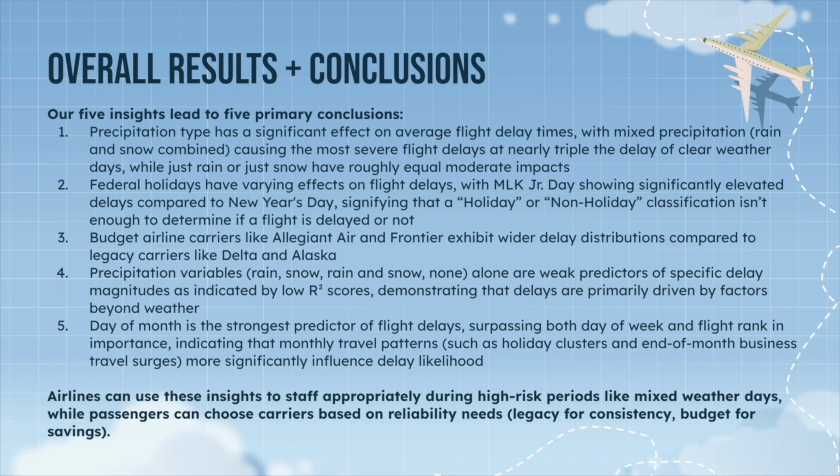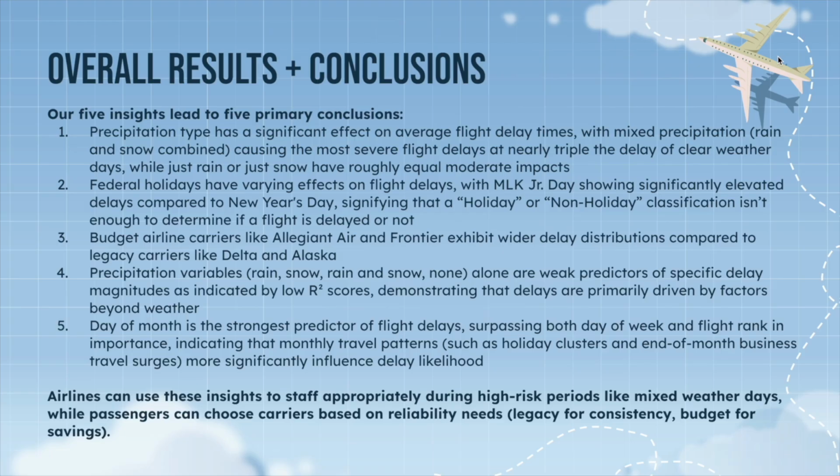Our 5 insights lead to 5 primary conclusions. 1. Precipitation type has significant effect on average flight delay times, with mixed precipitation, rain and snow combined, causing the most severe flight delays and nearly triple the delay of clear weather days, while just rain or just snow have roughly equal moderate impacts. 2. Federal holidays have varying effects on flight delays, with MLK Jr. Day showing significantly elevated delays compared to New Year's Day, signifying that a holiday or non-holiday classification isn't enough to determine if a flight is delayed or not.